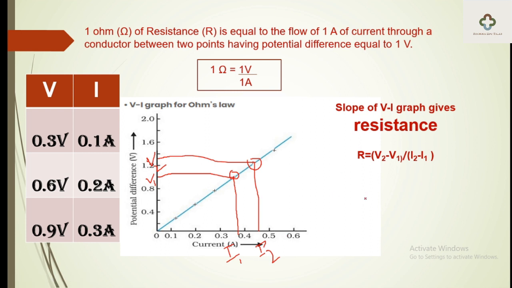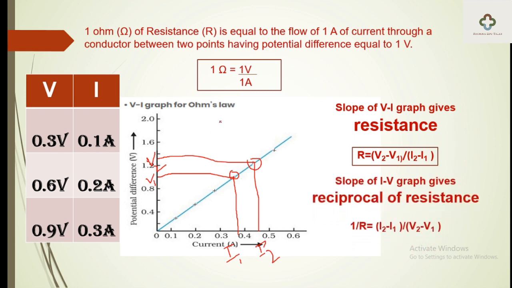Now this is all for the VI graph. What if I'm given an IV graph? IV graph means I is on the y-axis and V is on the x-axis. In that case, the slope of the graph gives 1 by R. Why? Because resistance is always V upon I. But if we find the slope from the IV graph, it will come out to be I2 minus I1 upon V2 minus V1, which is the reciprocal of the resistance.